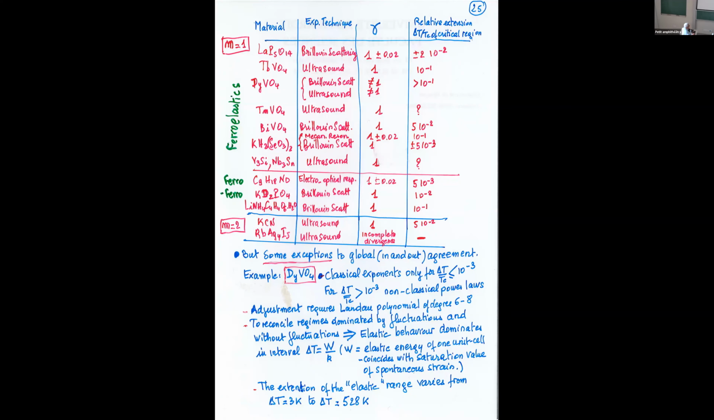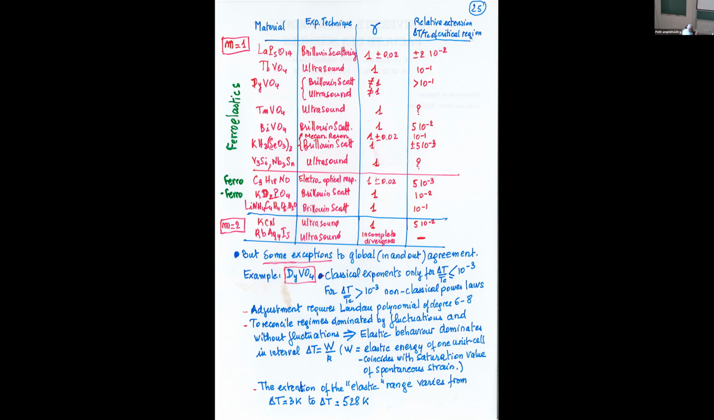Now, to reconcile the fact that it doesn't work inside the critical region and outside, people have made some proposals. One proposal was to say that the elastic behavior, the one which fits, dominates in a small interval which can be predicted, of the order of W divided by k, the Boltzmann constant, where W is the elastic energy of one unit cell, and which coincides with the saturation value of the spontaneous strain.